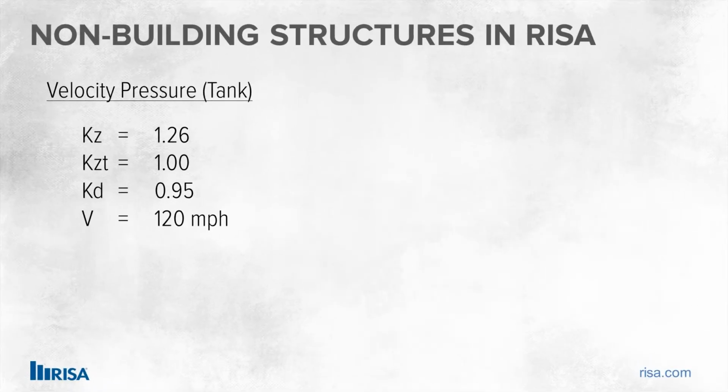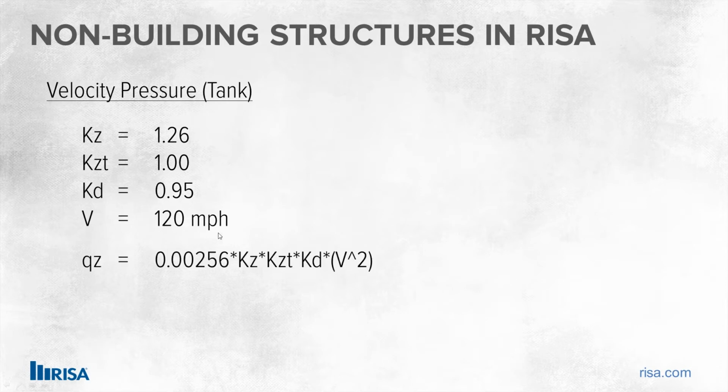Next, we'll talk about the velocity pressure for the tank. For that one, we can take the Kz of 1.26, our topographic factor, our directionality factor, and the wind speed, and we can take all that to find our Qz value to be 44.1 psf. Now note that this is not the design pressure, this is just a base pressure from which we will derive the design pressure.